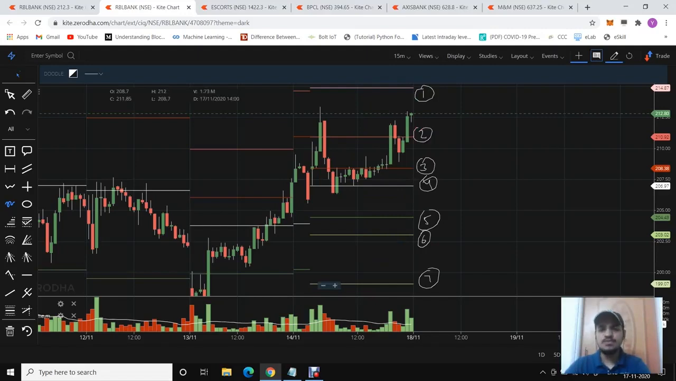These pivot points will act as resistance or support, either one, depending upon where the price is. It's simple. Let's take this example. Price is currently here. If your price is currently here, that means this is your resistance, and all these levels below it are your support.